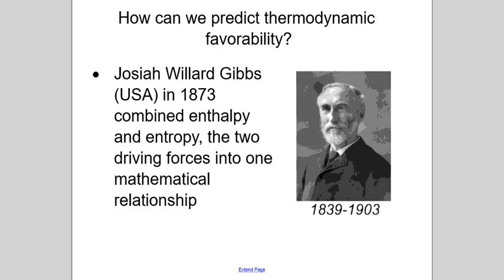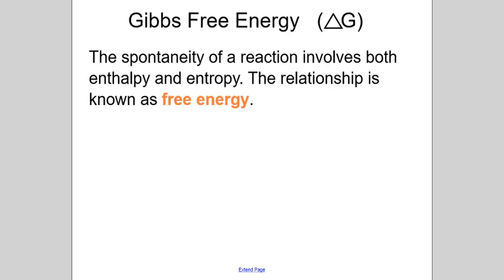And so all of this comes from this man right here. He's where we get Gibbs free energy. It's named after him. In 1873, he figured out a way to mathematically express a function that involved enthalpy and entropy, which are the two driving forces. And so from him, we get Gibbs free energy. The spontaneity of a reaction involves both enthalpy and entropy, and is known as free energy.